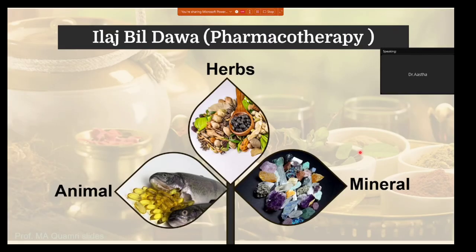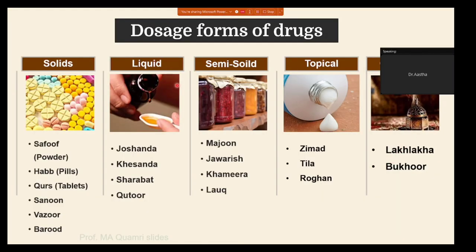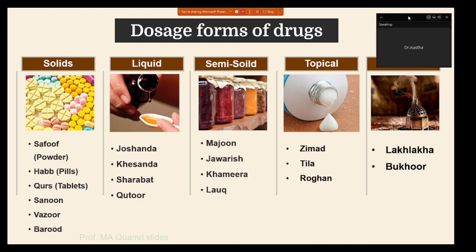As I said, ilaj bidawa, we use herbs, either single or compound. We have different combinations. Some 30 plus pharmacopoeias are there, apart from non-pharmacopoeial preparations. Some animal drugs are also there. Mineral drugs are also used as treatment. If you look at the drugs, different dosage forms are there. Probably we are the people who provide more sugar and honey-based preparations to suffering humanity. Bitter medicine in a sweet form, so that people get much benefit by taking this medication.